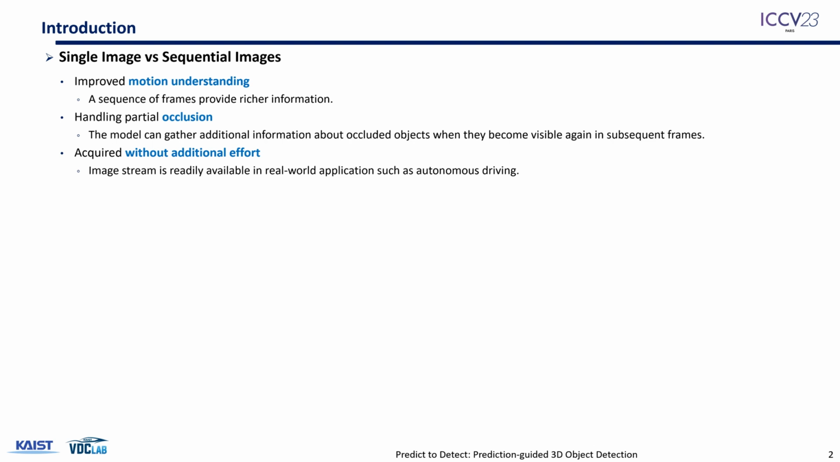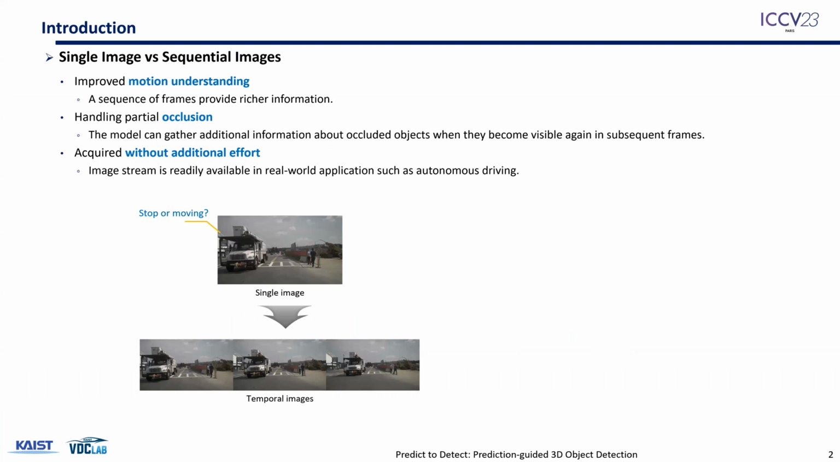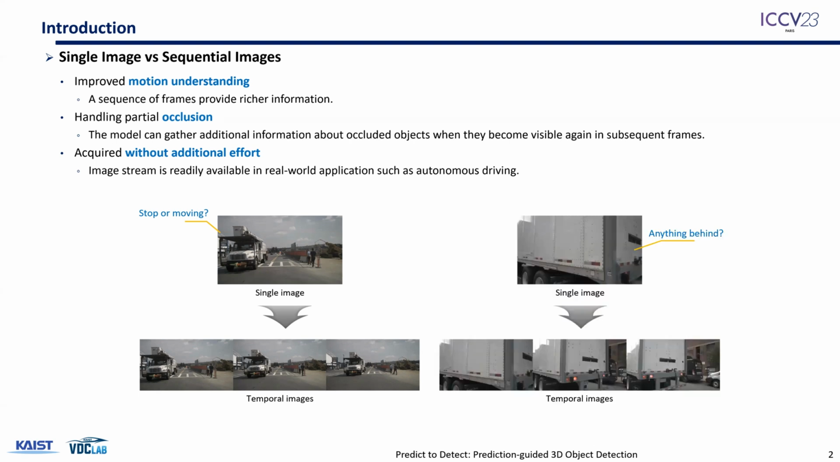Firstly, sequential images provide valuable motion cues. Like the image on the left, we can easily find out that the truck is stationary using sequential images, which is impossible with only a single image. Secondly, sequential images can handle occluded objects. It allows us to deduce concealed object or a situation. Moreover, these image streams can be easily obtained in a driving environment, requiring no additional effort.